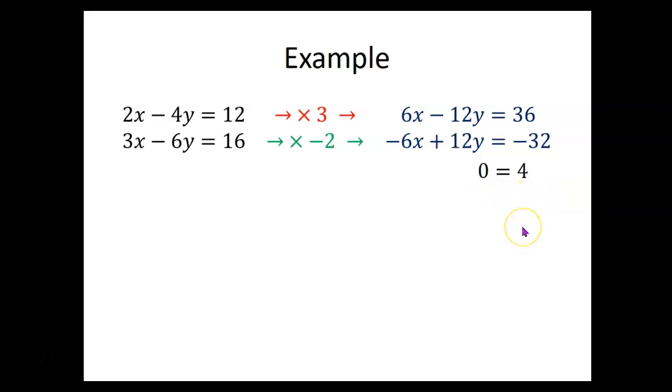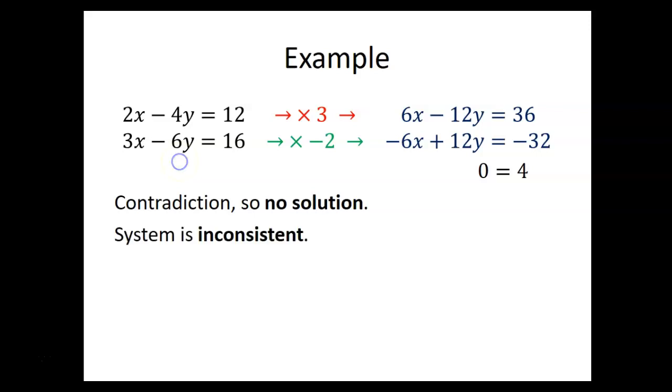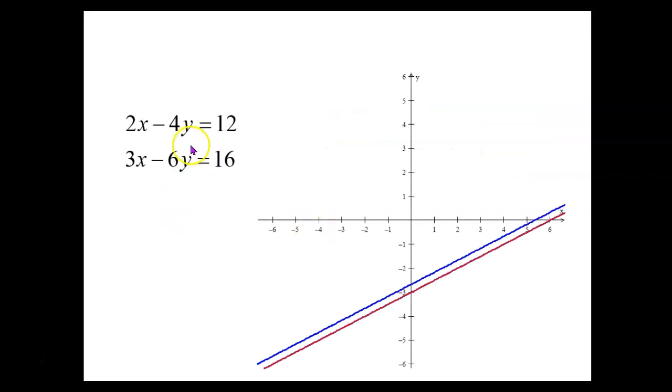Now that is just plain not true. We have a contradiction here. What that tells me about this system is that the system is inconsistent. There is no solution to the system. And if you graph the two equations, you would find that they are parallel lines. Anything on the blue line would work in one equation, anything on the red line would work in the other equation, but there's nothing that works in both equations at the same time.